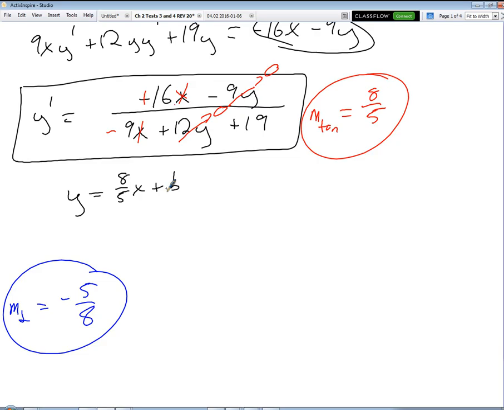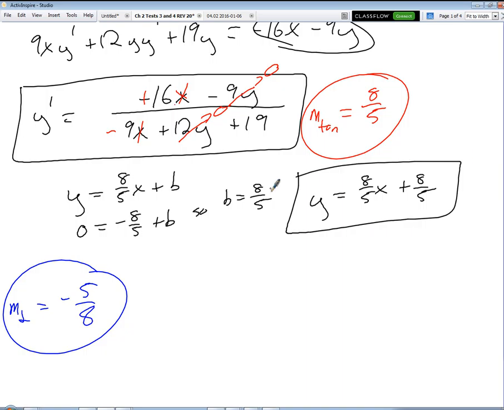So if we plug in, was it -1 and 0? We get 0 equals -8/5 plus b. So what's b? And our answer then would just be y equals 8/5 x plus 8/5, right? That's the tangent line. And then normal line would be the same kind of thing.